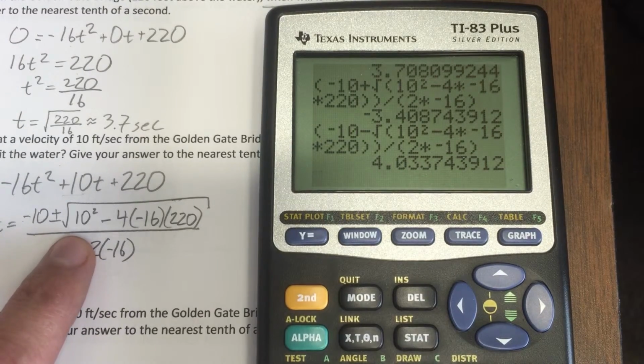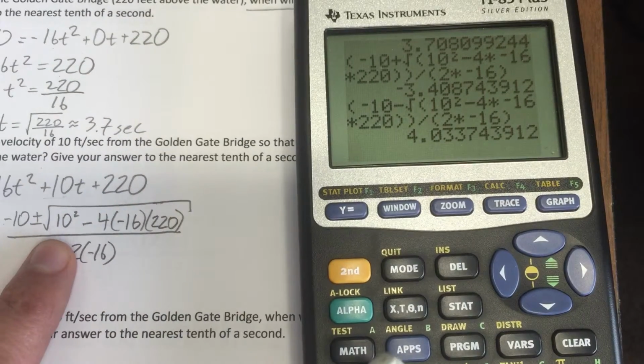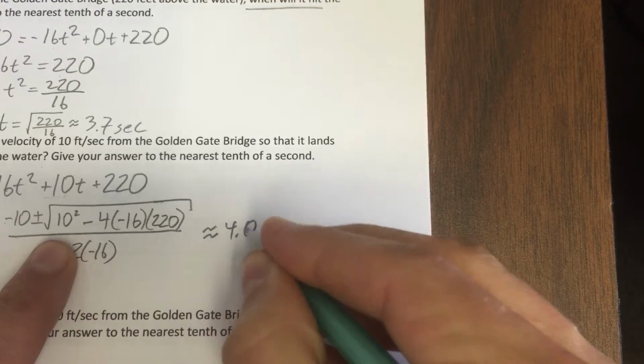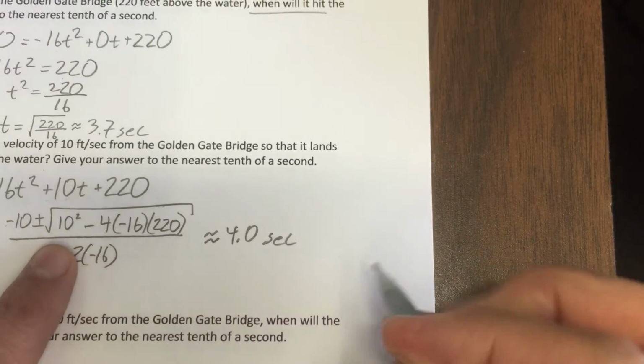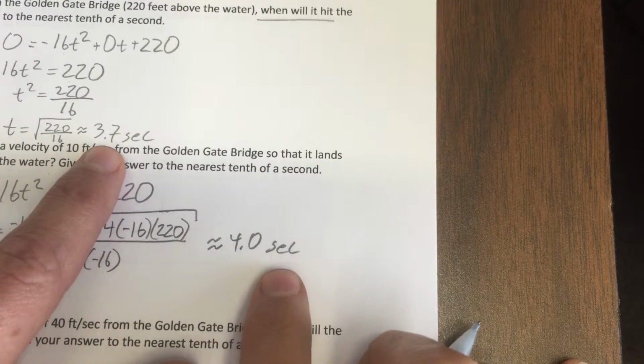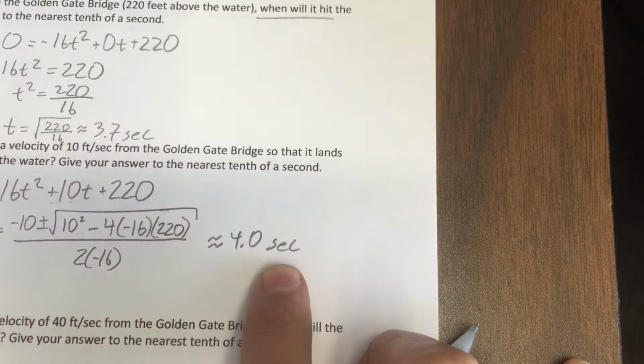So one solution didn't make sense as far as the time. The other solution did. This is 4.0. So this happens at approximately 4.0 seconds. Well, that's sort of reasonable. Okay, throwing it up faster, throwing it up in the air, made it hit the ground later.